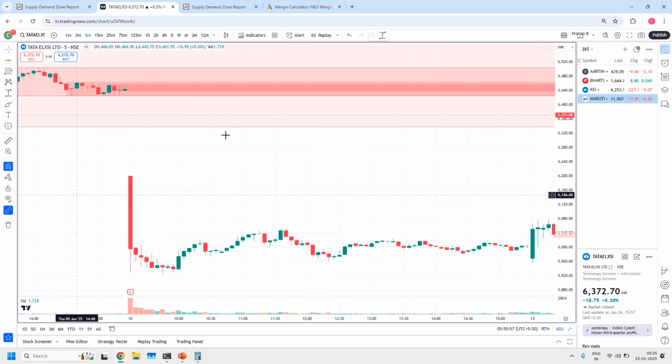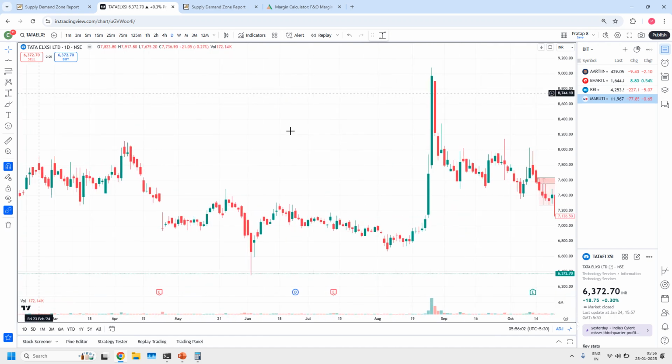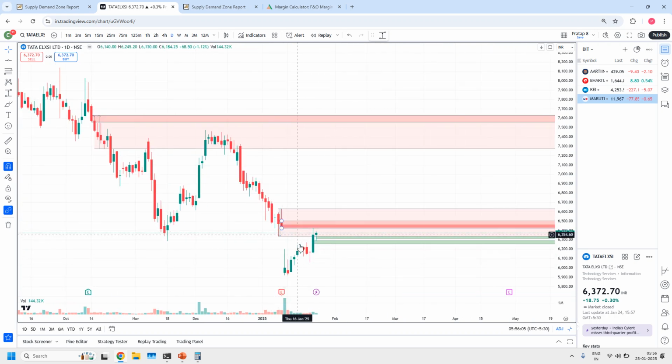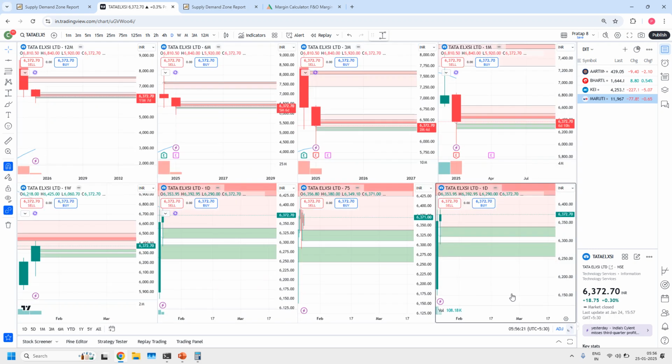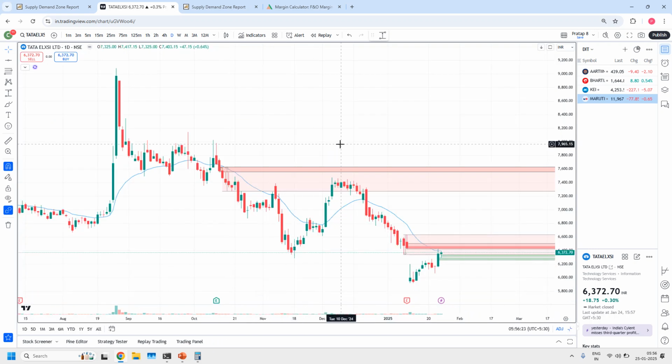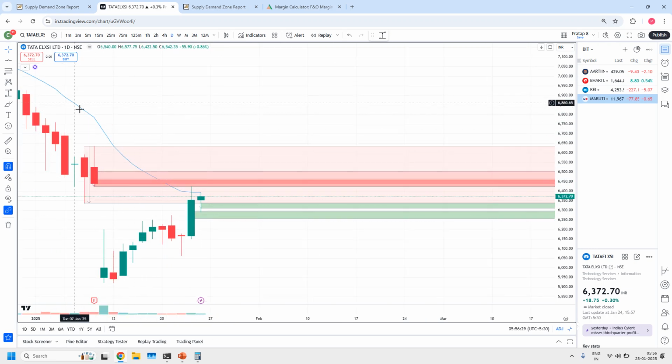Okay, but one more thing we are yet to verify. What is that? Whether the daily zone has daily EMA confluence or not, because our software said this daily supply zone is also having daily EMA confluence. See here in the search criteria, EMA confluence. So in the chart I am going to the daily time frame. See here, the daily zone is having the daily EMA. The blue color line is the EMA. This is having the EMA confluence.